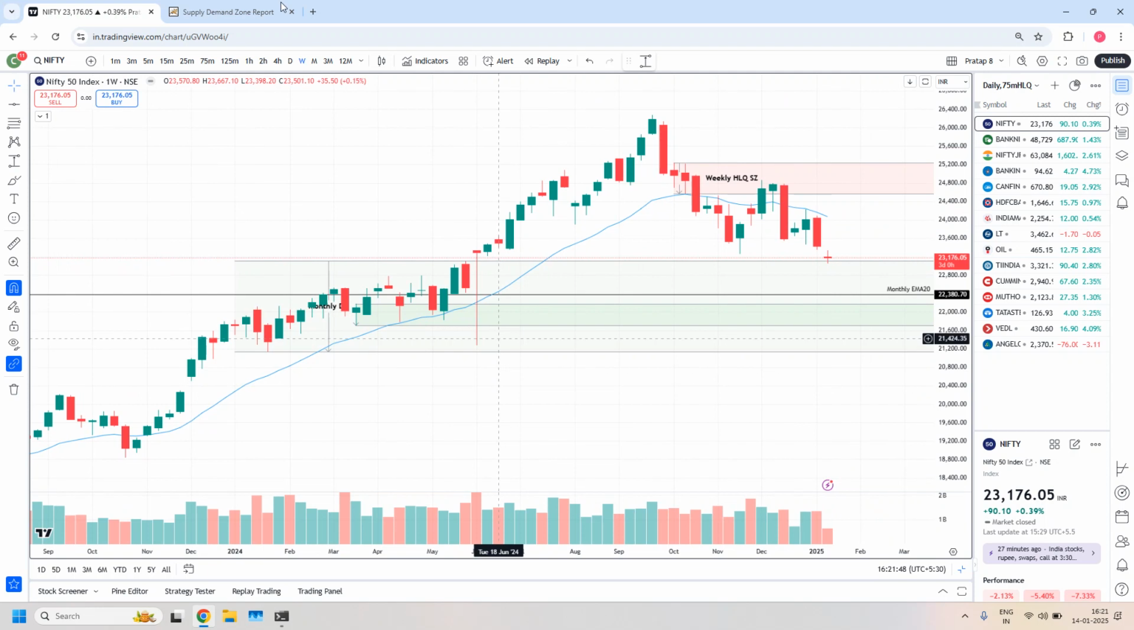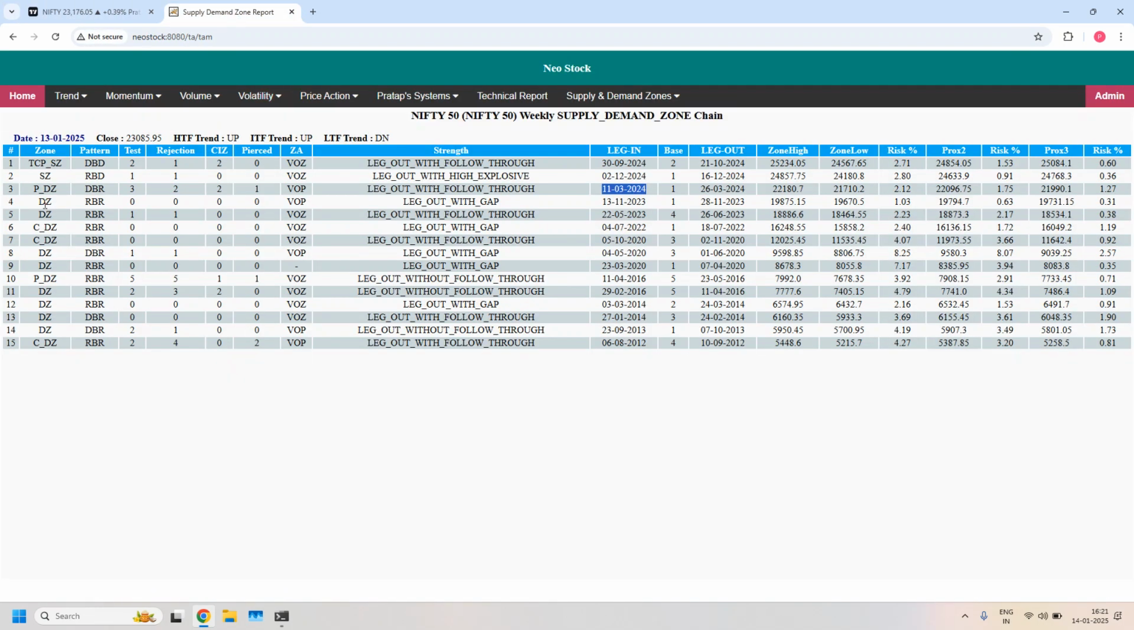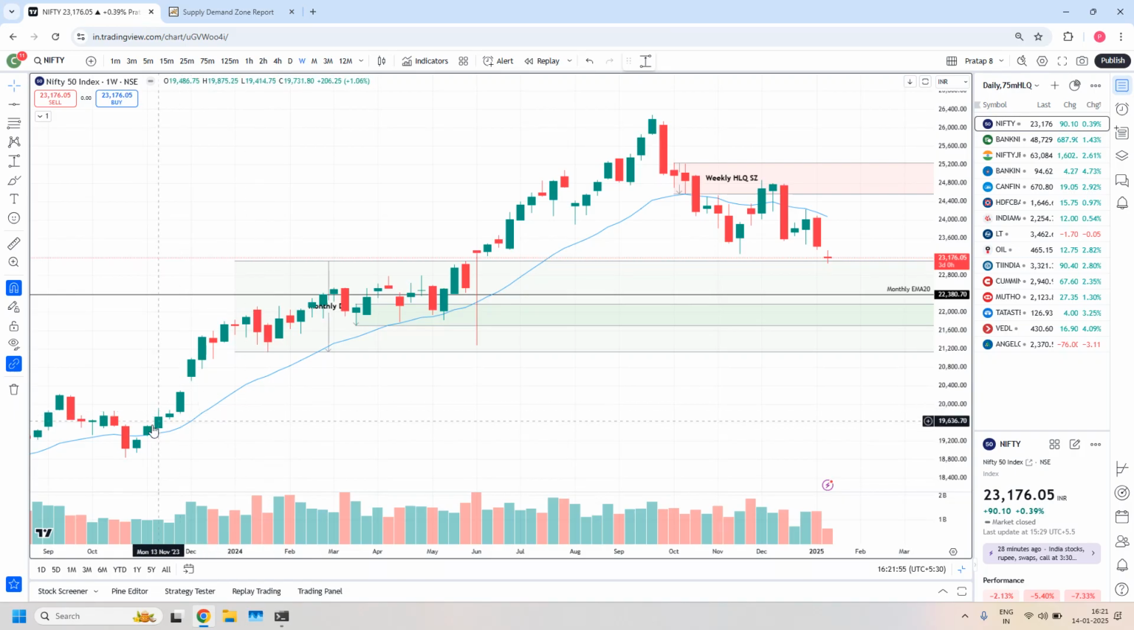Meanwhile, is it having any complete demand zone? Yes, 13/11/2023. This is the one. This is below the demand zone completely. So we don't have any proper zone here.